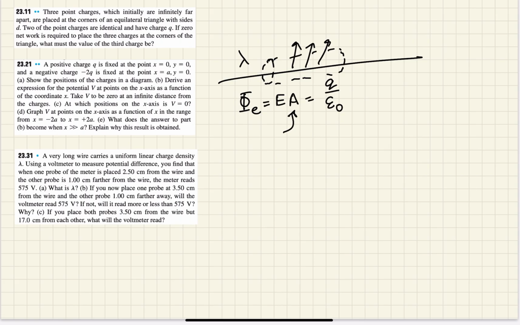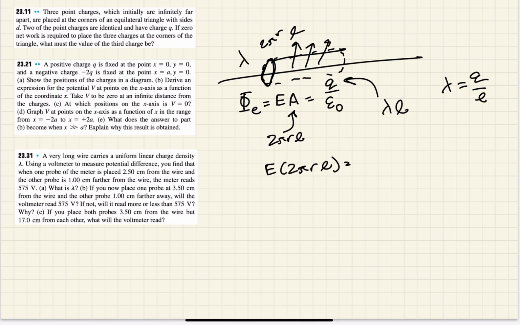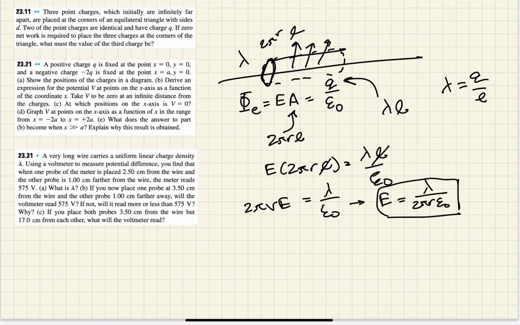And so your area is going to be the lateral surface area of the cylinder, so just this side, not the faces. This circle is going to be 2 pi r times this length L, so 2 pi r L will be your area. Q is going to be equal to lambda times L, because lambda itself is equal to Q over L. You just solve for Q. So you get E times 2 pi r L is equal to lambda L over epsilon naught. L's cancel, and so E is equal to lambda over 2 pi r epsilon naught. So that's for electric field.